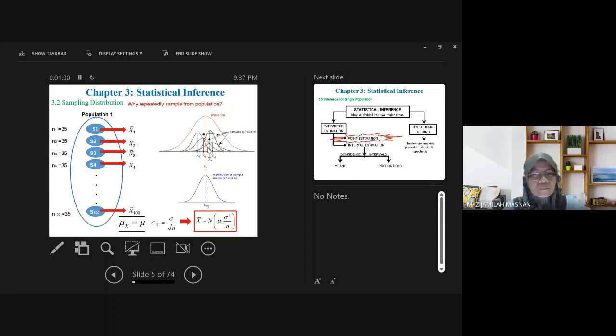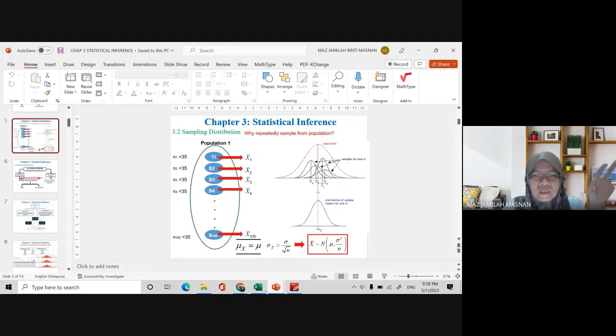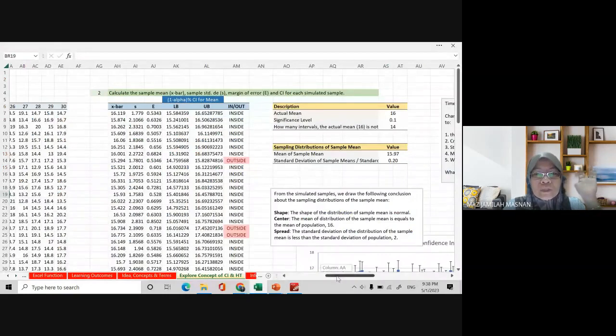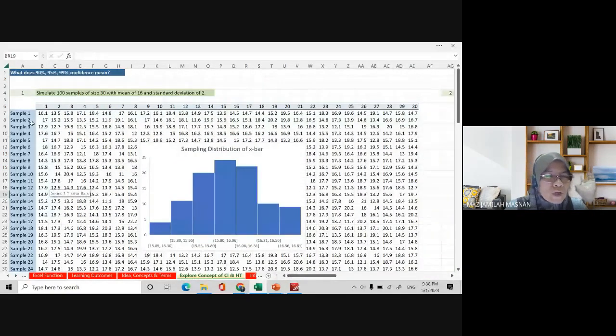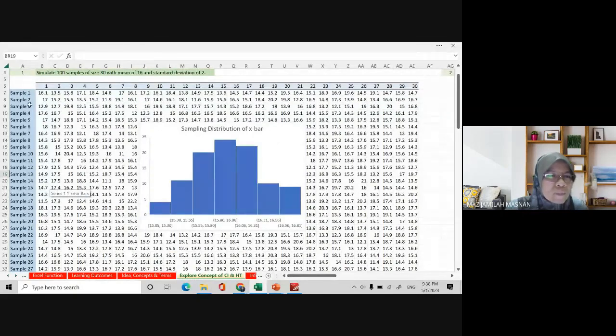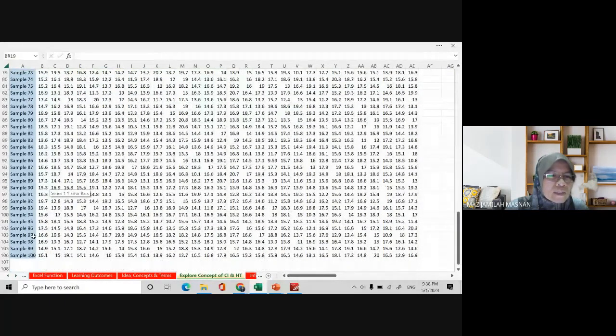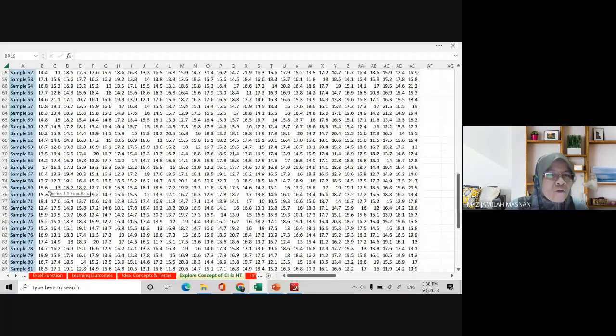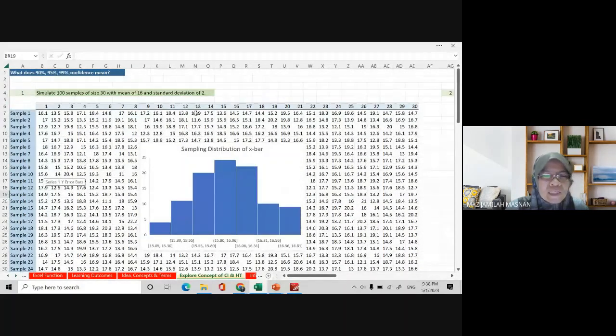From this, you can repeat that concept using a real value. That's why you now have sample 1, sample 2 until 100 samples. For each of the 100 samples, how many sample size, class, do you have here? 30. Yes, you have 30 observations for each sample.